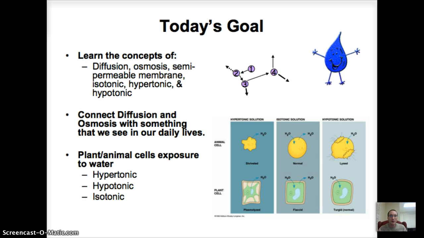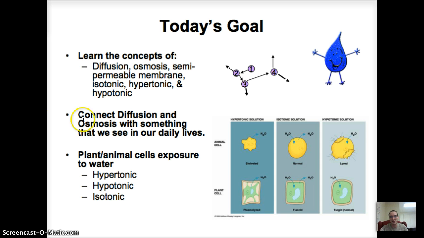So today we learned about diffusion, osmosis, semi-permeable membranes, isotonic, hypertonic, and hypotonic solution. And that seems like a lot, but hopefully you kind of got the grasp of how all of those different parts work within the cell and how a cell membrane actually functions as well. And finally, hopefully you can connect diffusion or osmosis with something that we see in our daily lives.